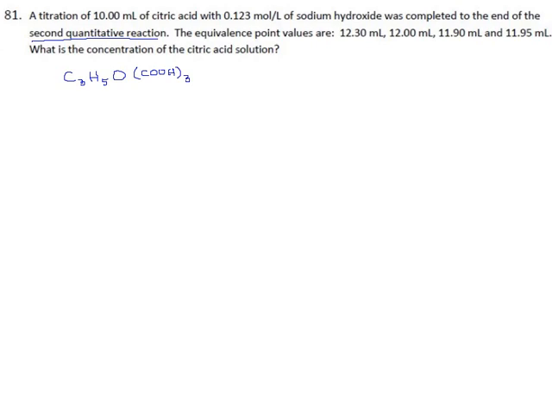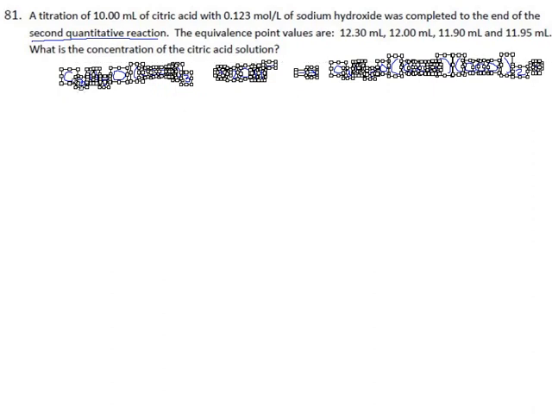Now, they say second quantitative reaction. What that means to us is that we're going to be adding 2 hydroxides. The first endpoint would be when one of these has given away its hydrogen. The second endpoint is when 2 of them have. And so that would mean we have C3H5O. Of these 3 carboxylic acids, one of them still has its hydrogen. The other 2 do not. And in the process, this isn't going to affect the calculation, but we're going to make 2 water doing that.